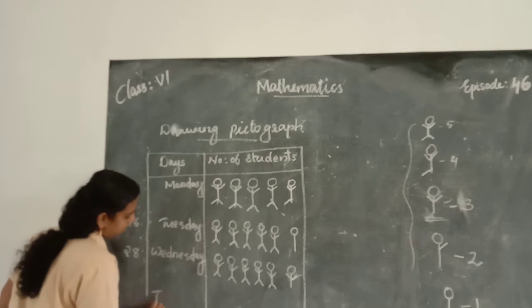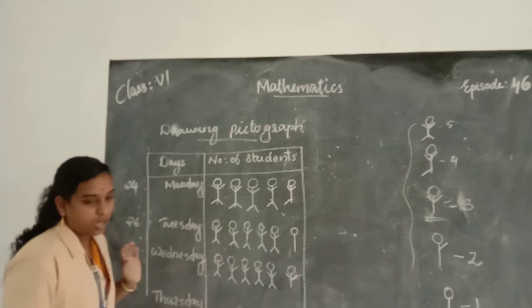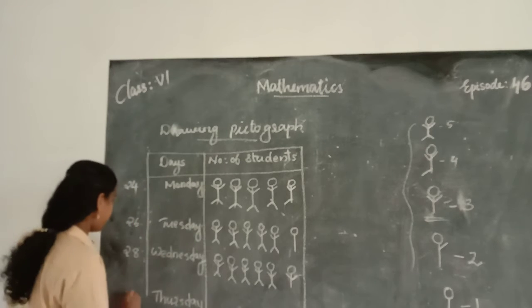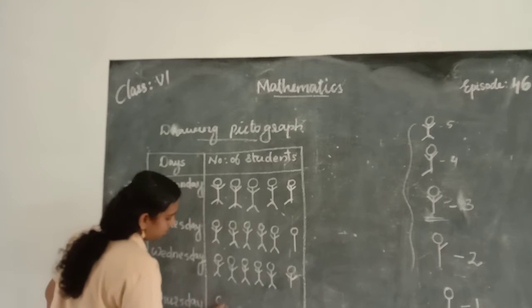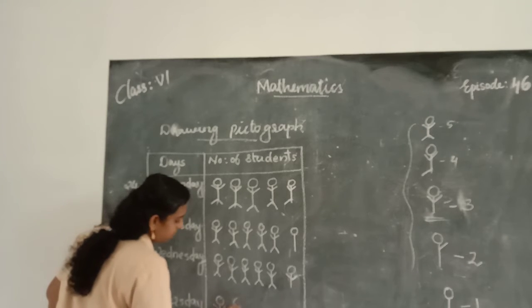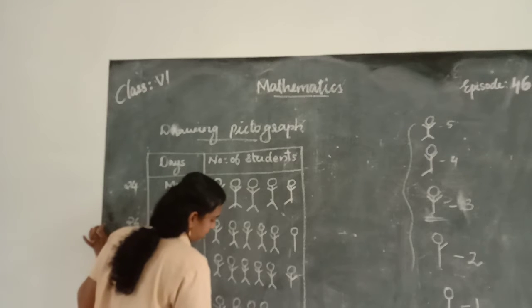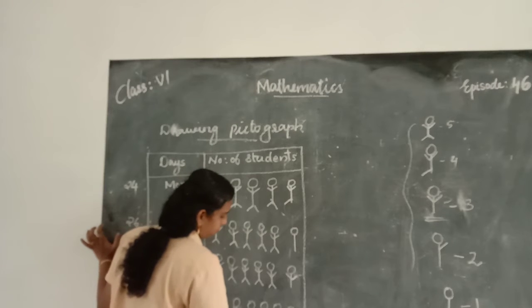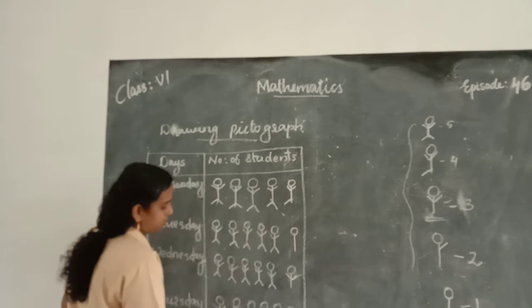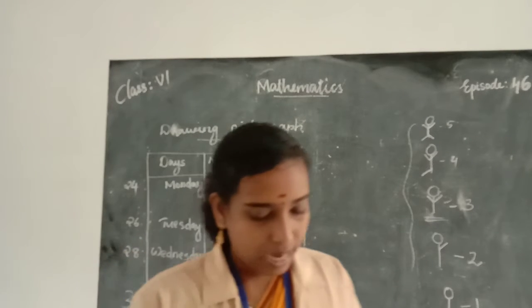Then next one, Thursday. On Thursday, 30 students were present. So 5 into 6. So draw 6 figures, each standing for 5. 5, 10, 15, 20, 25, 30. So the next day is Friday.